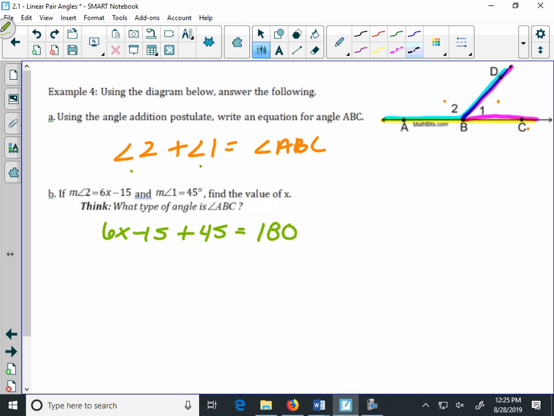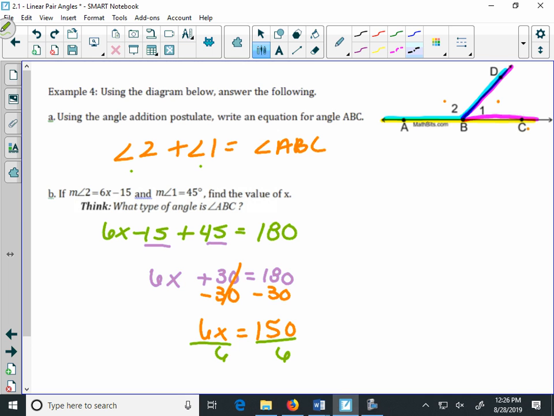And then we solve. So when we solve, again, combine your like terms. Negative 15 plus 45 is what? Move the 30 over. 180 minus 30 is? We get 150. Divide by 6. So we divide by 6, x is equal to what?